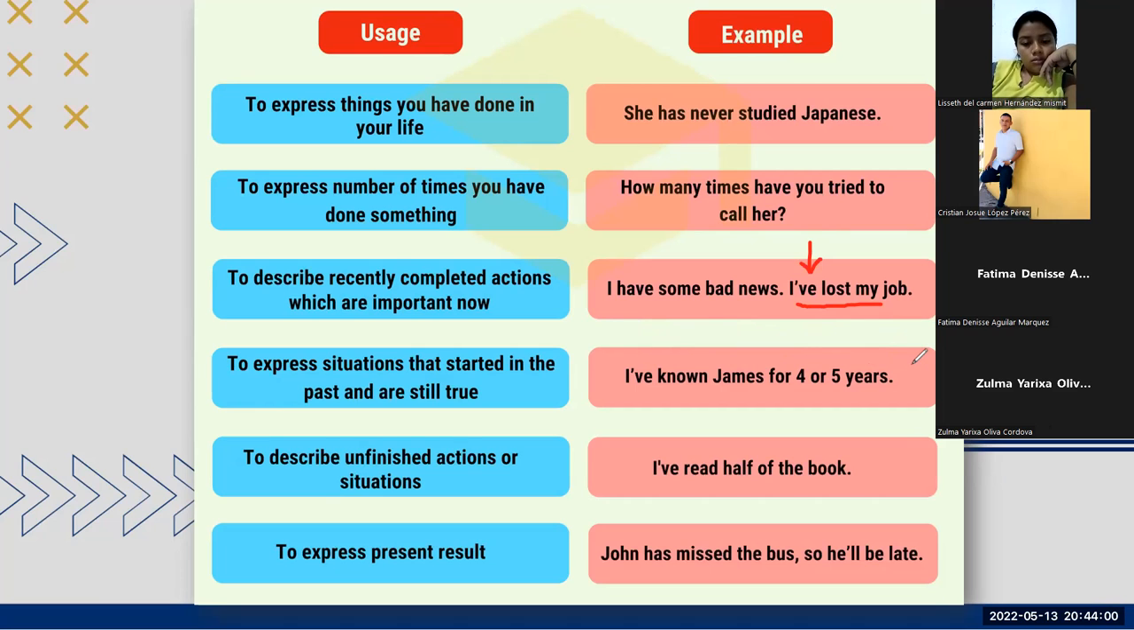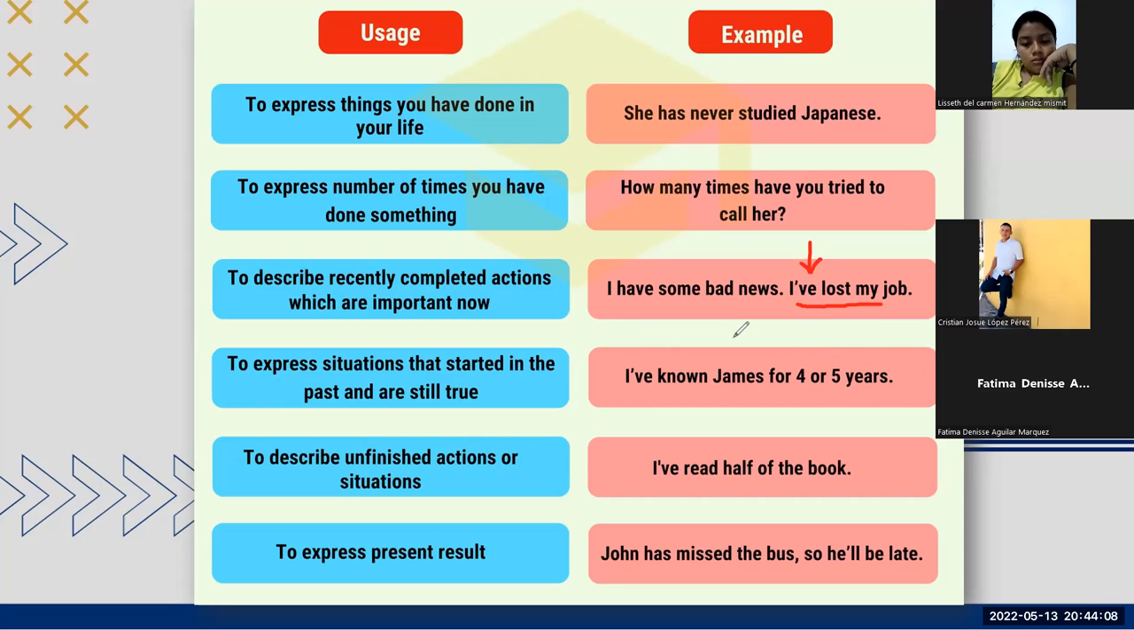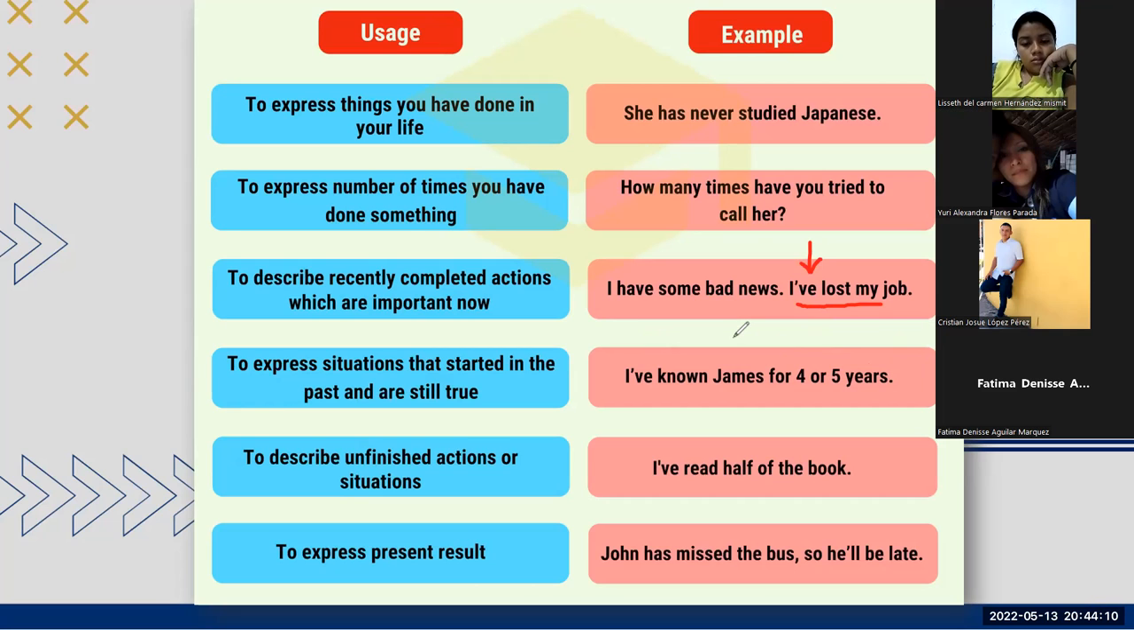Viendo el contexto. Yo digo, she's lost the job. She's lost the job. Ok, ella ha perdido su trabajo, pero está contratado. Pero si yo digo, she's beautiful, ¿verdad? Súper diferente. Entonces, siempre vean la estructura, el contexto. So, very good. So, what is important? What is still important? ¿Qué es lo que es importante ahorita?